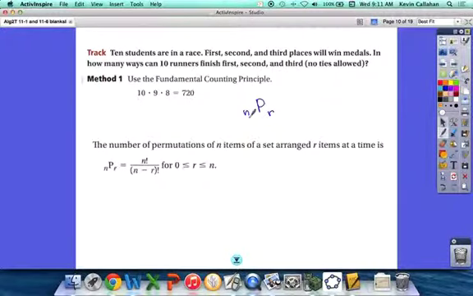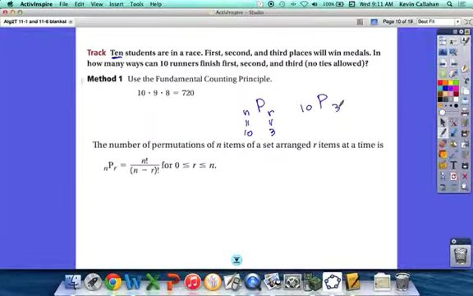The N stands for how many people you're choosing from, and this one is 10. So this is going to be the 10. The R is how many positions they are going into. In this case, how many was it? 3. Right, so you're going to go 3. So really, this is what it should be: 10 P 3.